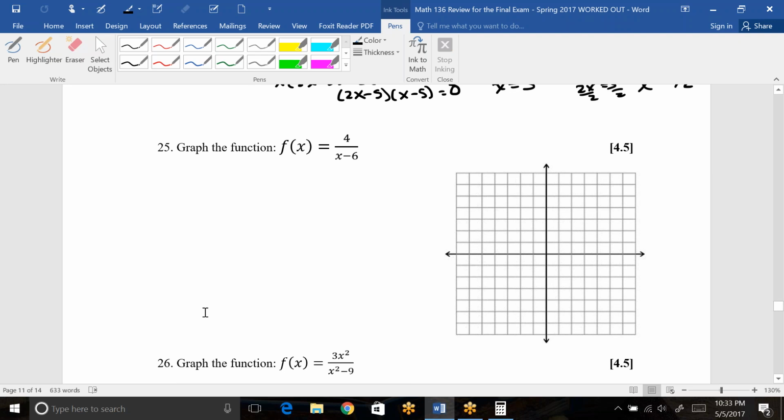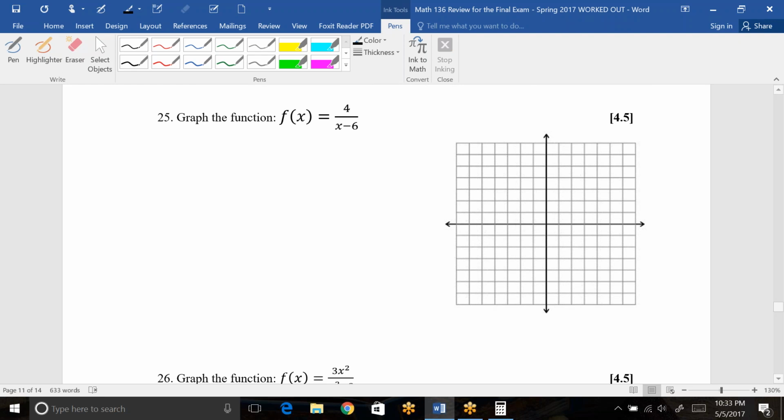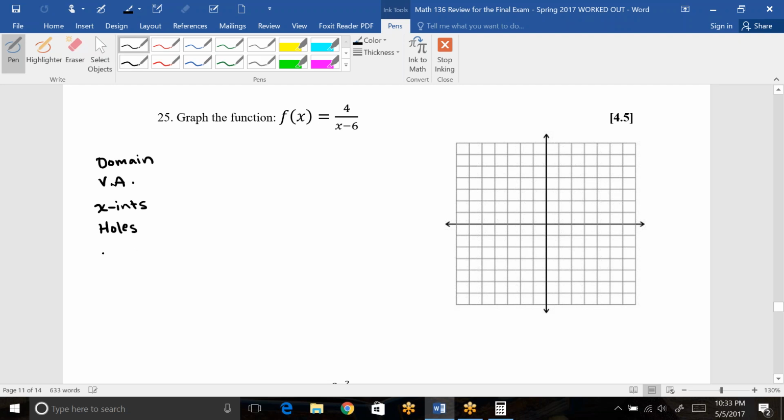Okay, let's look at 25. This is a graphing problem where we are graphing a rational function. This is when we want to talk about asymptotes, holes, intercepts. So remember, we have our list of things we care about: our domain, our vertical asymptotes, our x-intercepts, whether or not we have holes, whether or not we have a y-intercept, a horizontal asymptote, or an oblique, because you have one or the other.